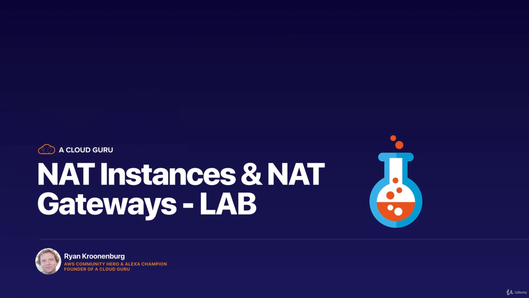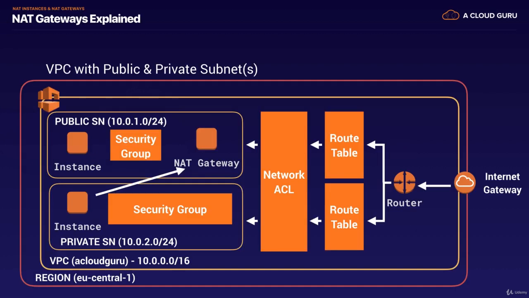NAT just stands for Network Address Translation. Essentially, what we want to do is enable our EC2 instances in our private subnets to still be able to go out and download software. In order to do that, they need a way of communicating to our internet gateway. However, what we don't want to do is make our subnets public. We still want a degree of control. So what we're going to do is create these things called NAT instances and NAT gateways.